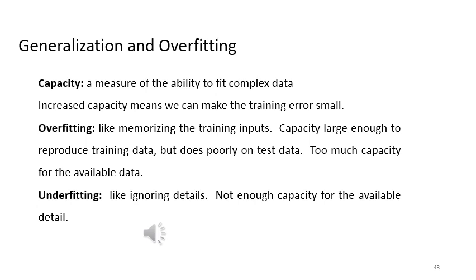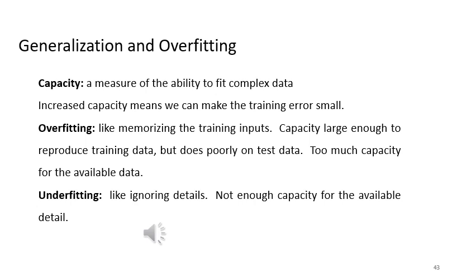So capacity is a concept that means a measure of the ability to fit complex data. Increased capacity means we can make the training error small. When a model has increased capacity, it can effectively minimize the training error, the error during training. And this will allow the model to capture intricate details in the training data. However, this heightened capacity can lead to a phenomenon known as overfitting that we have explained.